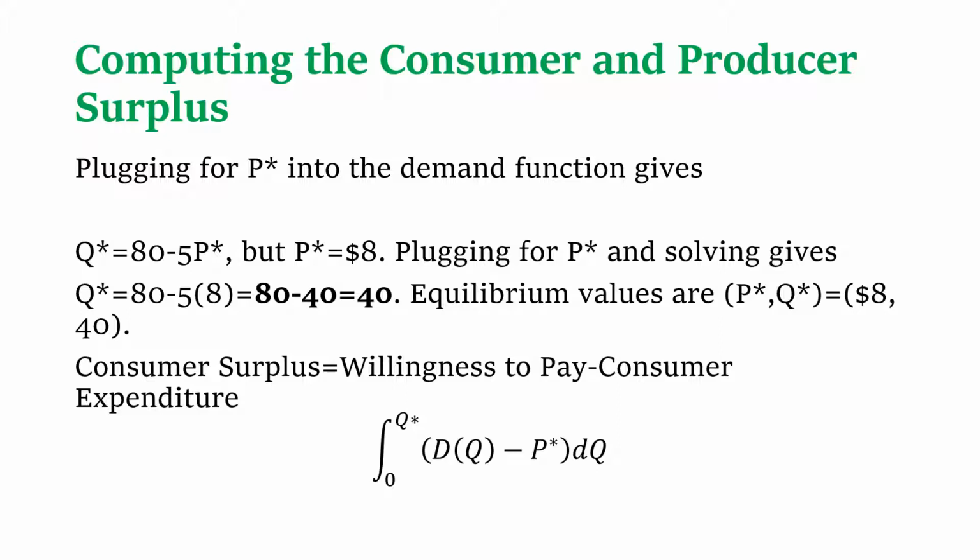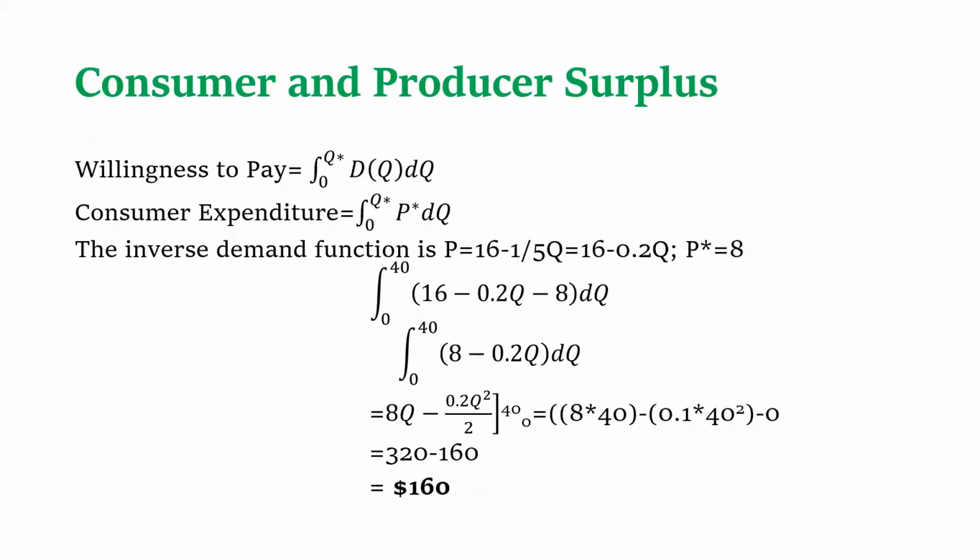Now the consumer surplus is the willingness to pay minus the consumer's expenditure. The willingness to pay is the integral of that up to Q star. If we do that and solve, we're going to have 160, right? Now this one is a bit complex for you guys. For those of you who don't know integral calculus, you have the integral of 16 minus 0.2Q minus 8. So you want to integrate this.